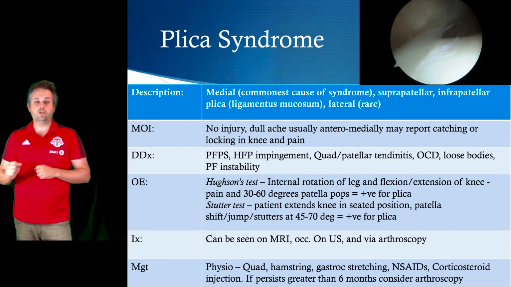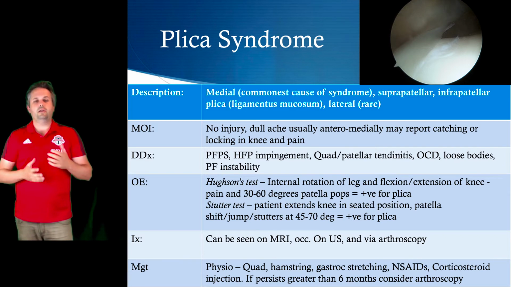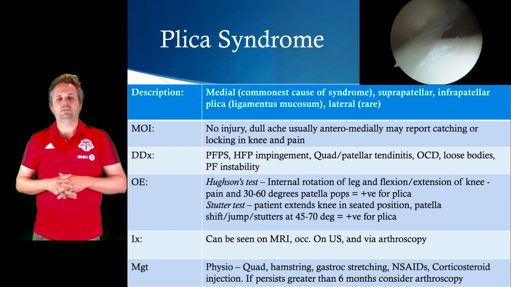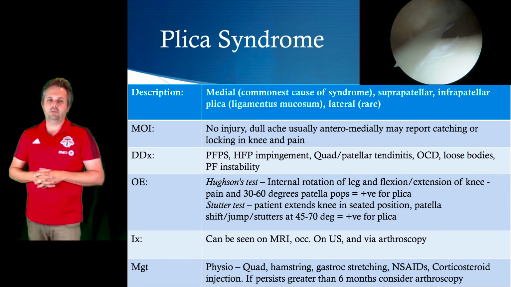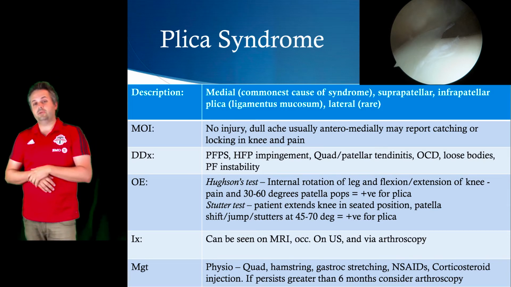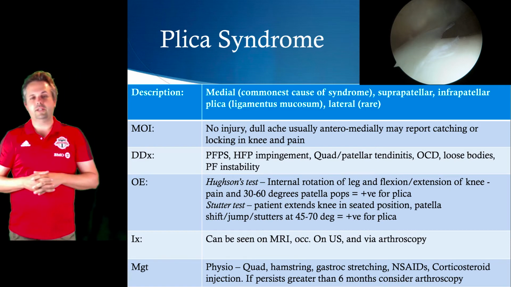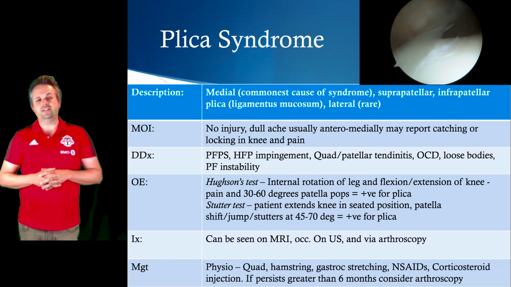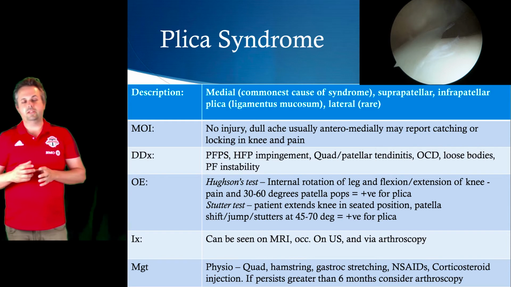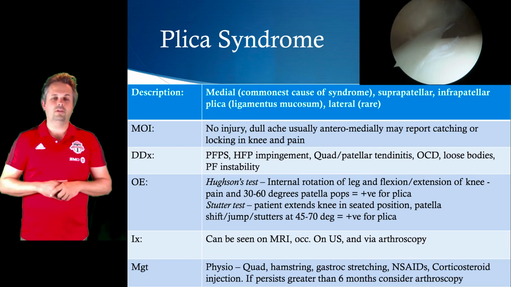In terms of examination, there are 2 specific tests that you can do. There's the Hughston test, which is internal rotation of the leg, and then you essentially flex and extend the knee, and at around 30 to 60 degrees, the patella will pop. And if that happens, it's positive for a plica syndrome. The second one is the stutter test. A patient is extending the knee in a seated position, and as they flex, the patella shifts and stutters at about 45 to 70 degrees. That's positive for a plica. So once again, the patient's sitting, their knee is extended, and then they start to flex the knee. Looks like the kneecap's shifting or stuttering as a result of the underlying plica.